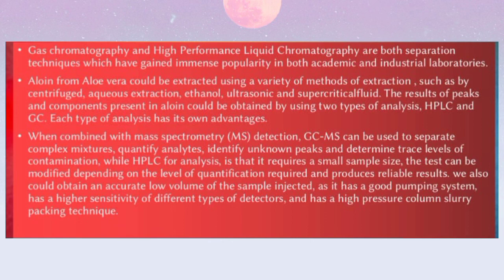GC. Gas chromatography and high-performance liquid chromatography are both separation techniques which have gained immense popularity in both academic and industrial laboratories. When combined with mass spectrometry MS detection, GC-MS can be used to separate complex mixtures, quantify analytes, identify unknown peaks, and determine trace levels of contamination, while HPLC instead requires a small sample size.